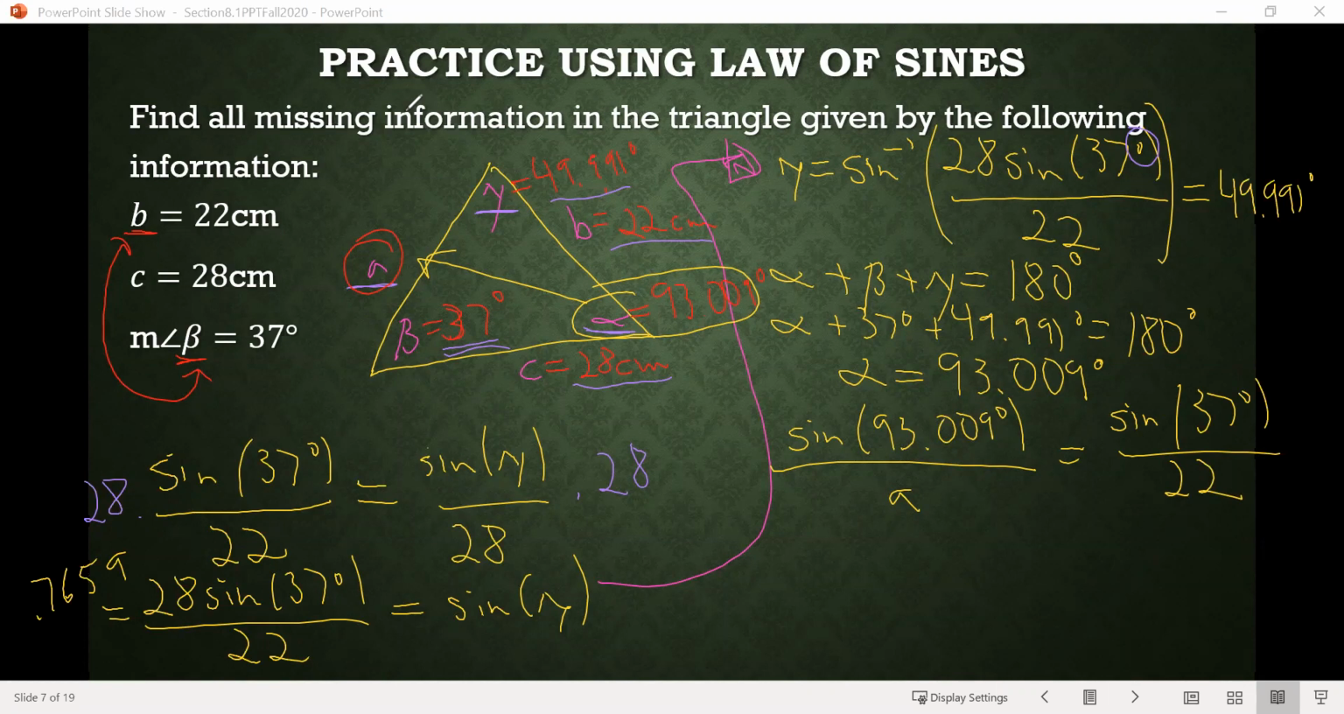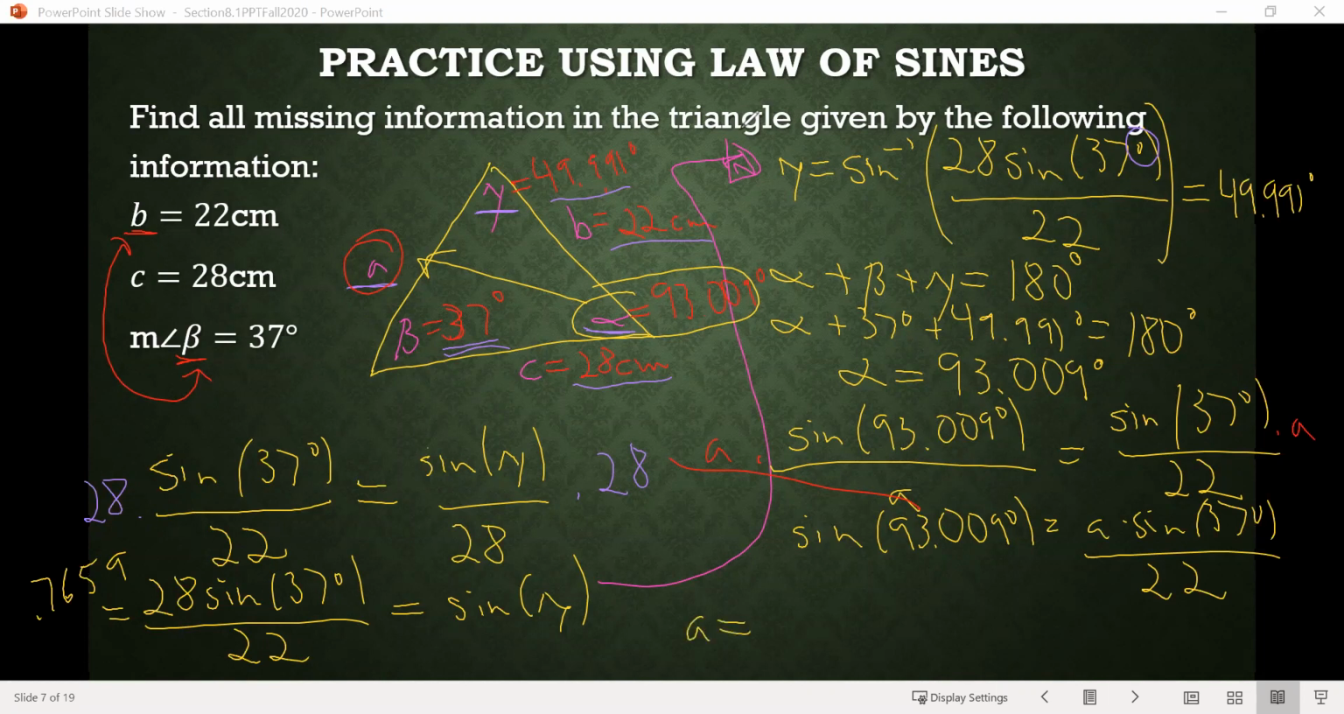Then we want to solve for A. In order to do that, we first have to multiply by A on both sides to get it out of the denominator. So then we would have sine of 93.009 degrees equals A times sine of 37 degrees all over 22. Hopefully you can see that from here we can multiply by 22 on both sides, then divide by sine of 37.